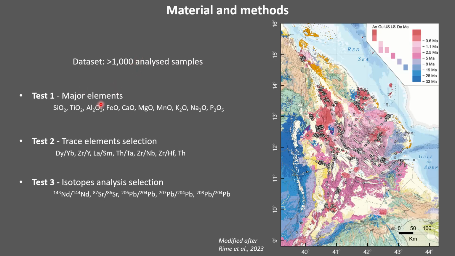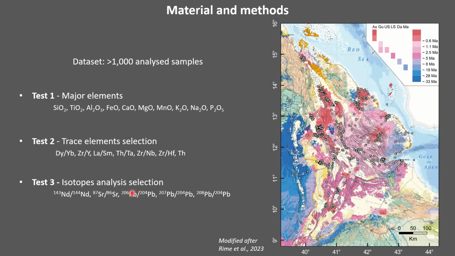Test 1 on major elements, which was mainly carried out to evaluate the ability of the cluster analysis to detect previously recognized groups of samples. Test 2, which is a selection of trace elements, aimed to investigate variations in the mantle source. In this case, to get the best results from this test, we selected the input features by removing trace element ratios that were highly correlated with each other. And we did that by calculating the Pearson correlation coefficient.